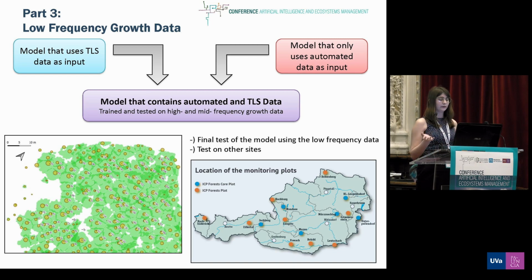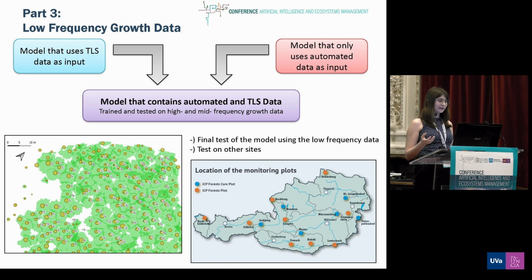Finally, of course, the end goal for the project is to have a really good model to predict tree growth. And as I mentioned, on the one side we now have the only TLS-based model, then on the other side we have the model that only uses the automatically collected data, so mainly climate data. At the end we want to combine these approaches and find a model that contains both data sources, and this model will be trained on the high and mid-frequency data that we obtain.